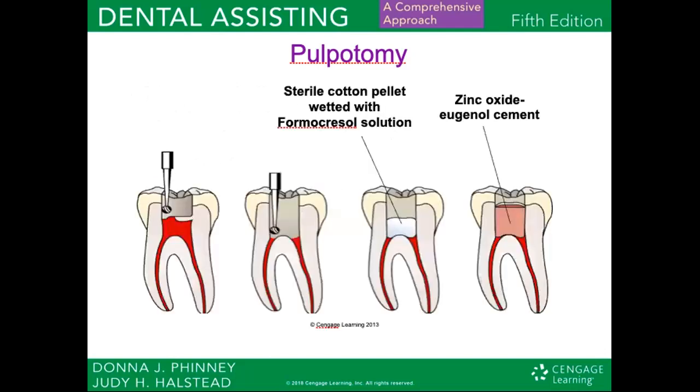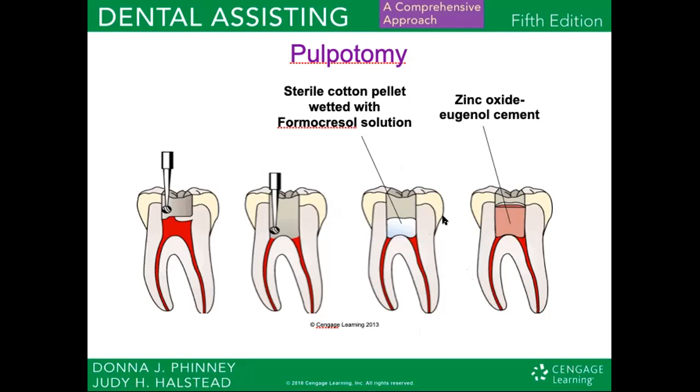So when a pulpotomy is done, the first step for the dentist after the patient is numb is to get all the decay out, and they need to actually get into the pulp chamber here. So we see here the burr that this dentist is using has completely removed all of the nerve tissue from the pulp chamber. And then a sterile cotton pellet that is wetted with formocresol is stuck right on top of the nerve. And what that will do is basically kill all the rest of the nerve tissue so that the patient is no longer in pain.